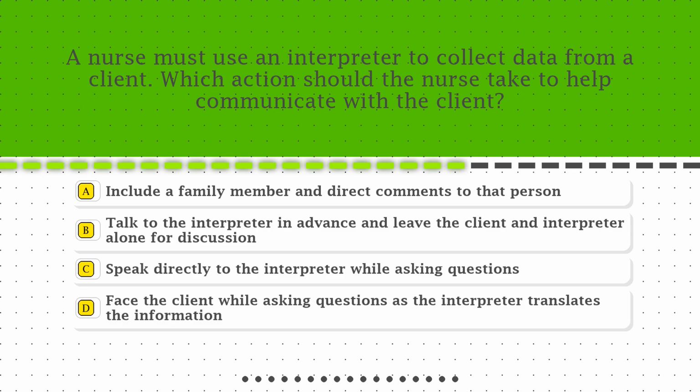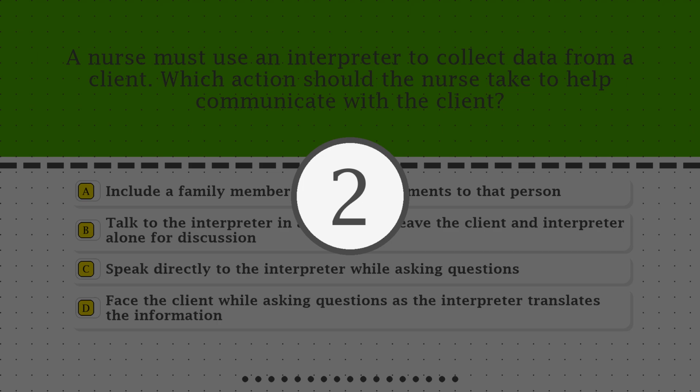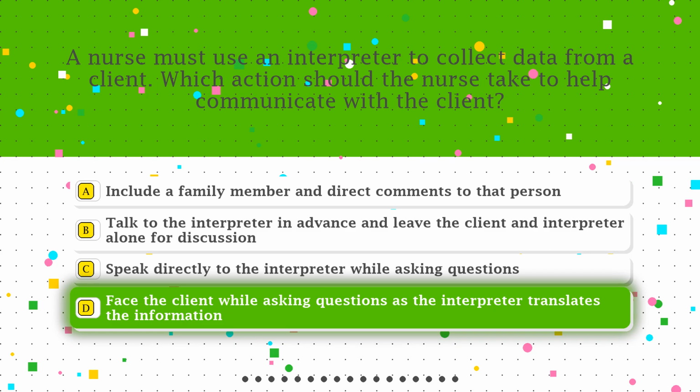Option A. Include a family member and direct comments to that person. Option B. Talk to the interpreter in advance and leave the client and interpreter alone for discussion. Option C. Speak directly to the interpreter while asking questions. Option D. Face the client while asking questions as the interpreter translates the information. The correct answer is option D. Face the client while asking questions as the interpreter translates the information.